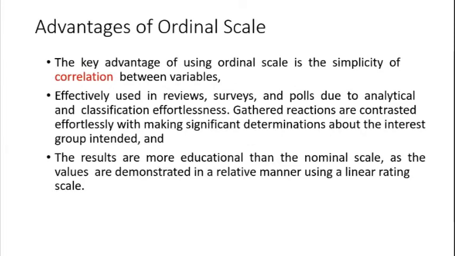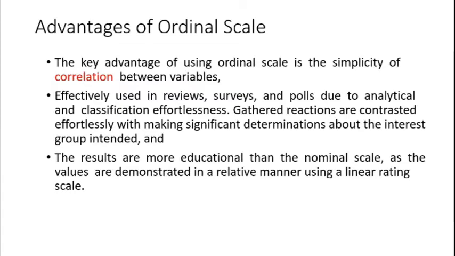Okay. So what are the key advantages of ordinal scale? One is the simplicity of the correlation between variables. Correlation is another statistical test, or one of the statistical analysis used. And what does it answer? It answers the relationship between two or more variables. Okay, is there a relationship between the two?